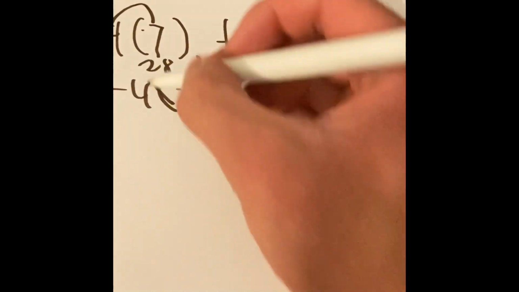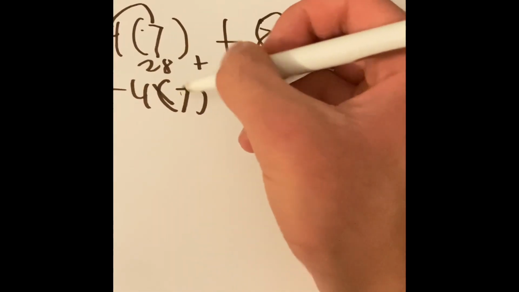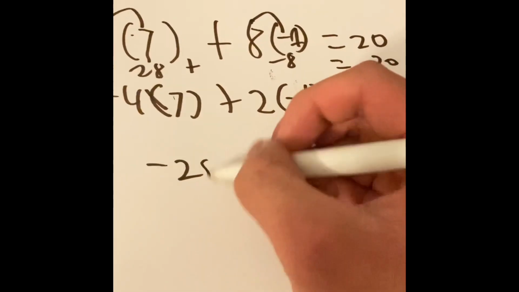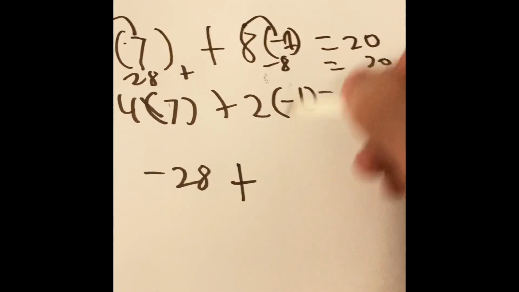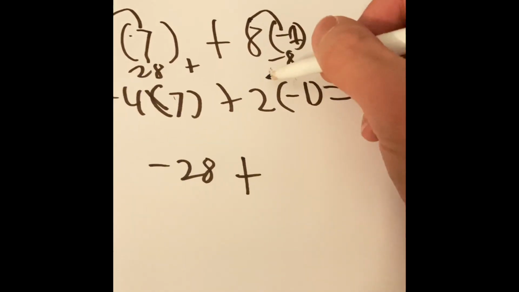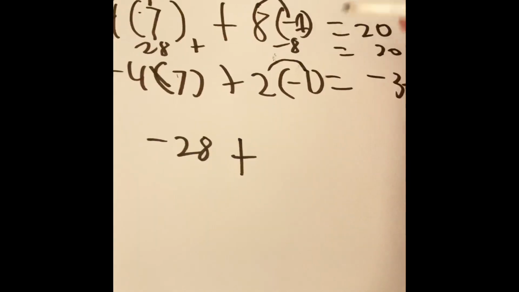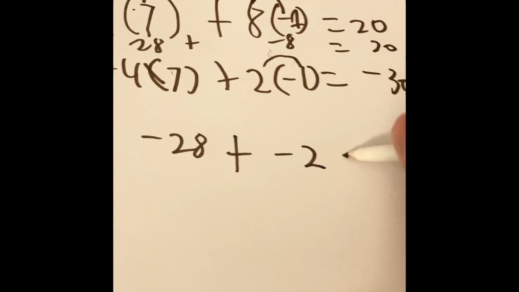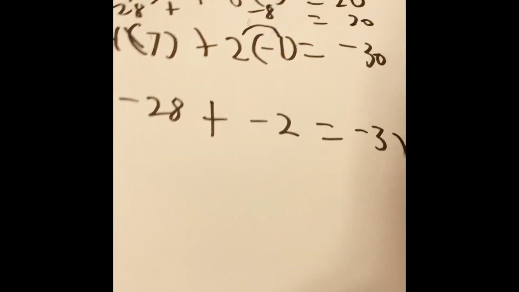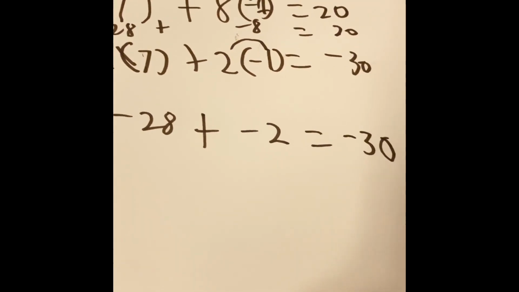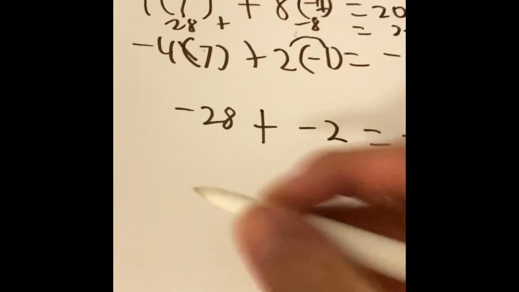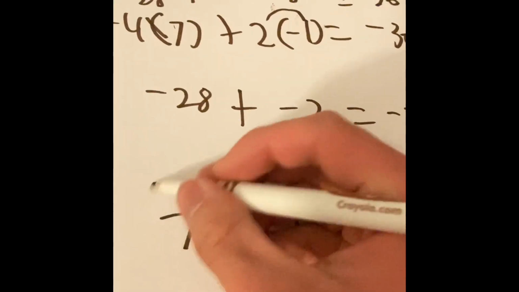How about the bottom one? Negative 4 multiplied by 7 is negative 28. And we have to add 2 multiplied by negative 1, which is negative 2. And that's going to equal negative 30. So that also works. So we can say 7 comma negative 1 as a point is going to work.